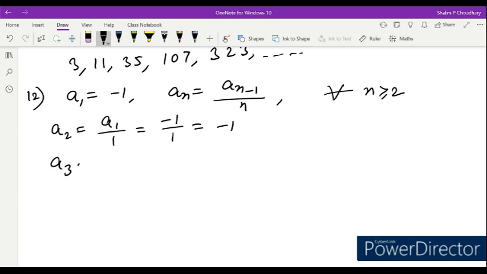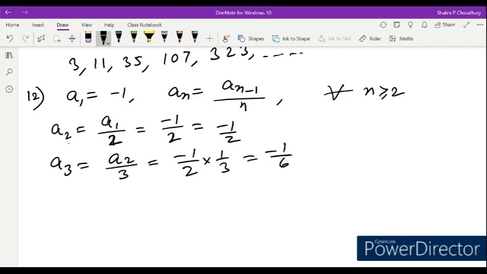Now a3 will be equal to a2 upon 3, so a2 is 1 upon 2, and this will be minus 1 upon 2 into 1 upon 3, that will be minus 1 upon 6.